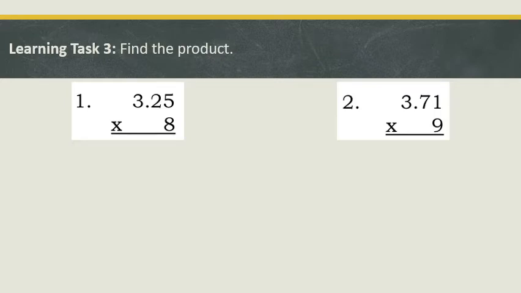Okay, so multiply na tayo. 8 times 5 is 40. So carry 4. 8 times 2 is 16 plus 4 is 20. So carry 2. 8 times 3 is 24 plus 2 is 26. Okay, so nakita nyo dito, ito lang naman ang decimal places natin, 1, 2. So start tayo sa right, so 1, 2. So, dito natin ilalagay yung decimal point.